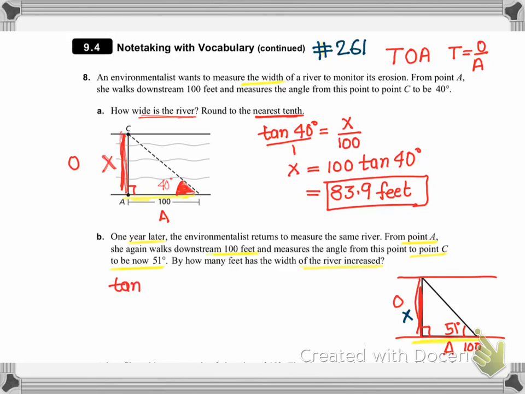Tangent of 51 degrees is opposite over adjacent. Opposite is x and adjacent is 100. Cross multiply, assuming there is a 1 on the bottom. 1 times x is x, which equals 100 times tangent 51 degrees. When you plug it in your calculator and round it to the nearest tenth, your answer is going to be 123.5 feet.